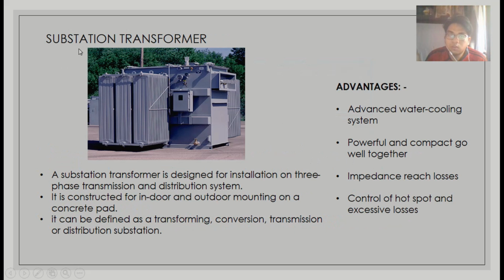Next, we move to the substation transformer. A substation transformer is designed for installation on three-phase transmission and distribution systems. It is constructed for indoor and outdoor mounting on a concrete pad. It can be defined as a transforming, conversion, transmission or distribution substation. The advantages of a substation transformer are an advanced water cooling system, powerful and compact design that go well together, impedance, reduced losses, and control of hotspots and excessive losses.